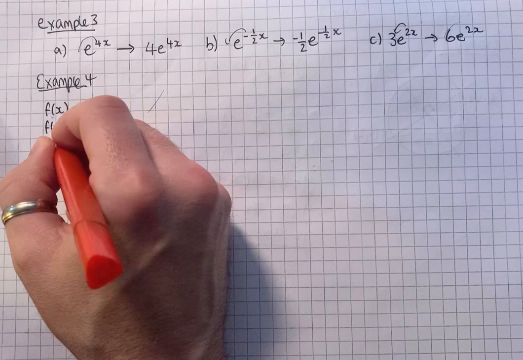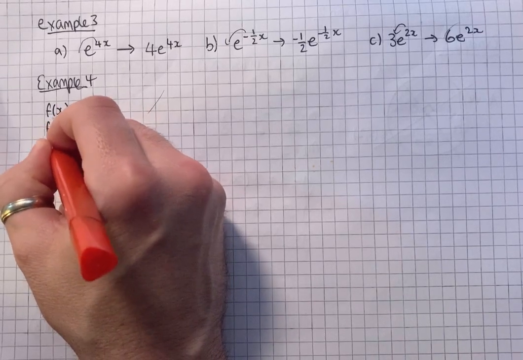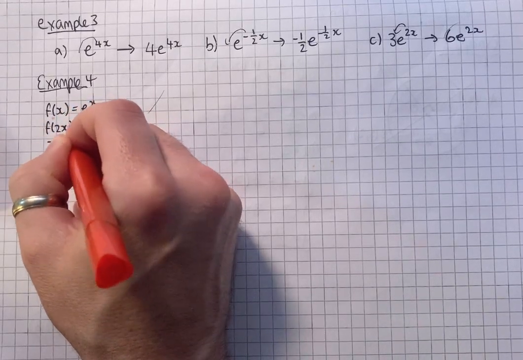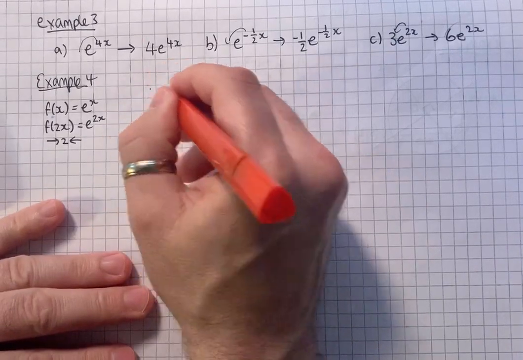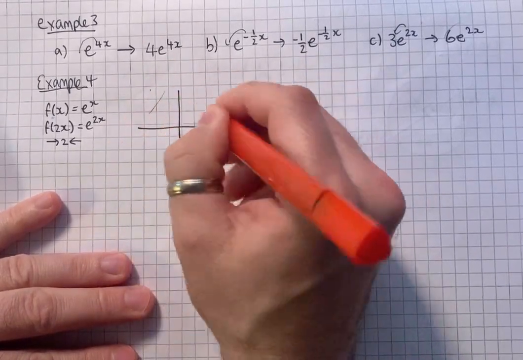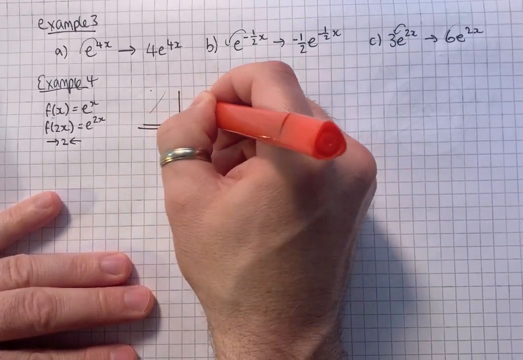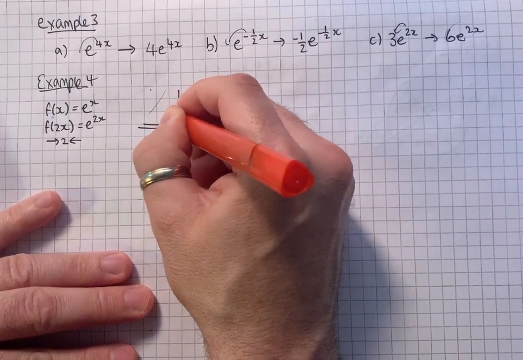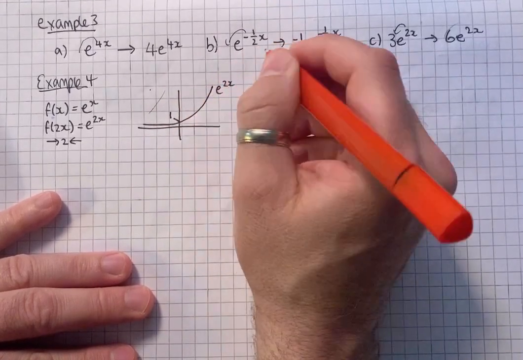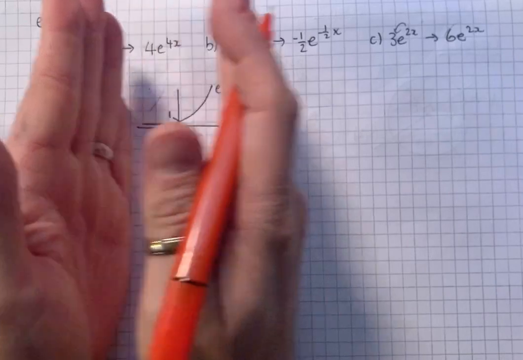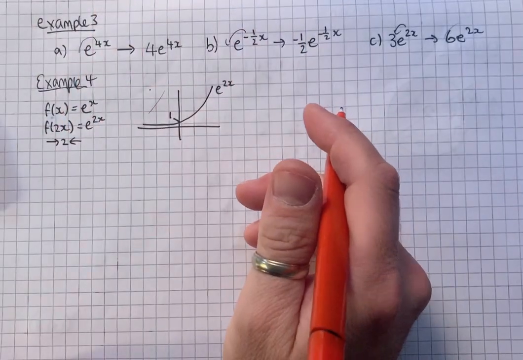Remember in the cage, all about horizontal, and you're squashed if you're a lion. So it's going to be a squash by a factor of 2. So in terms of what the graph looks like, well, it looks very, very similar. So it's the original graph that's been squashed by a factor of 2.